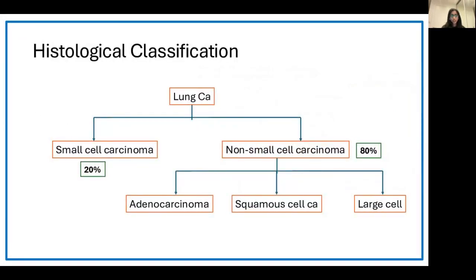So the histological classification of lung cancer is very important. We've got small cell carcinoma, which is about 20% of all lung cancers. These are essentially smaller cells that grow quite rapidly, so these cancers are associated with early extensive disease. After that, we've got non-small cell lung cancer, which is relatively more common, about 80% of all lung cancers. Then we've got adenocarcinoma, squamous cell carcinoma, as well as large cell carcinoma. As the name says, they are not small, so they are bigger in size, and they divide relatively slower compared to small cell lung cancer.